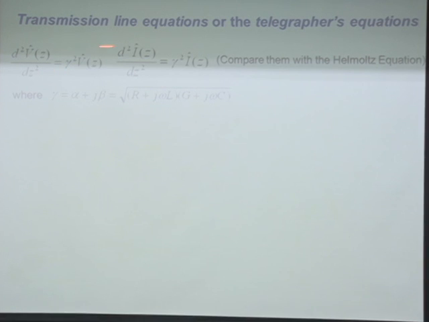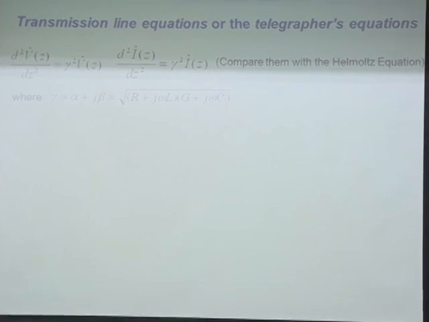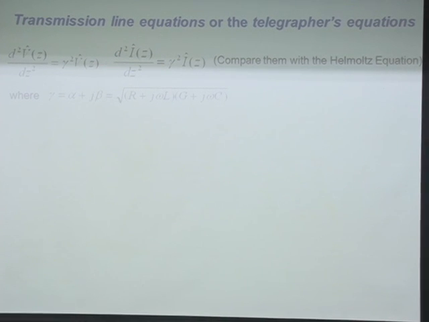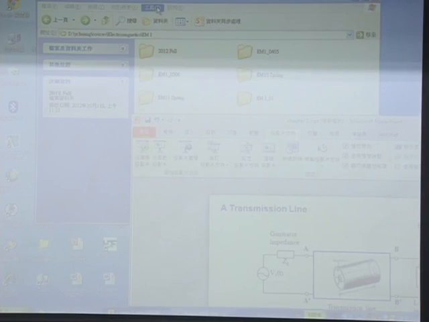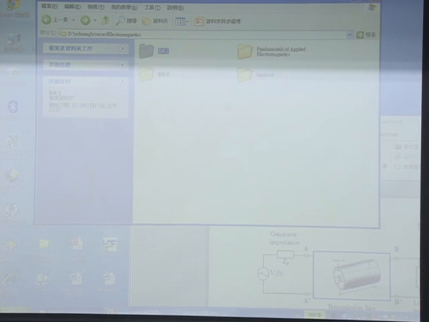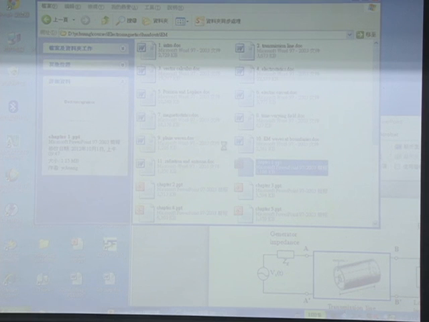But these two equations are so familiar to you. 这个式子你很熟悉，为什么？Let's go back to the Helmholtz equation.